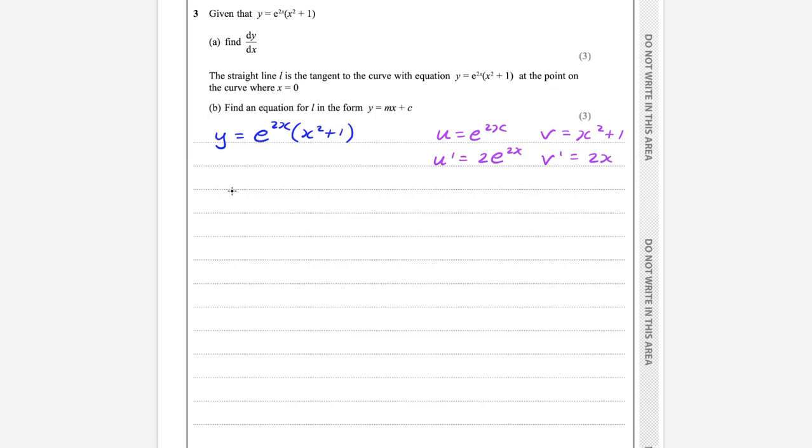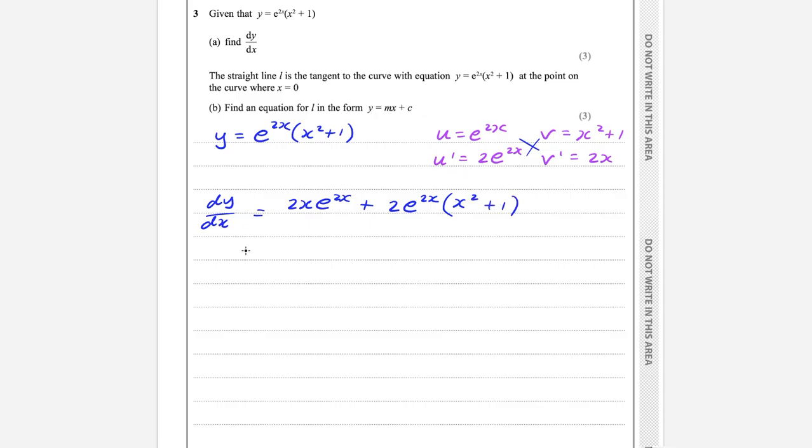Okay, then I can say dy dx is this times this plus this times this. So this times this is 2x e to the 2x plus this times this, which is 2e to the 2x times x squared plus 1. And that's it. That's all I have to do.